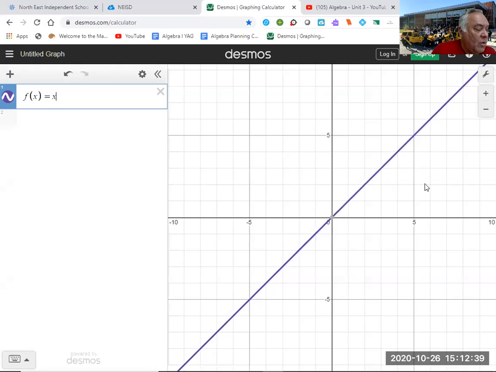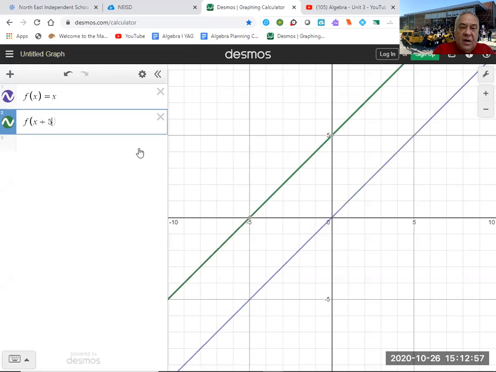Okay, number 21 and 22. Both start out with f of x is equal to x. So basically, for 21, you just go f of x plus 5. And what does that do? It gives you this green line here.